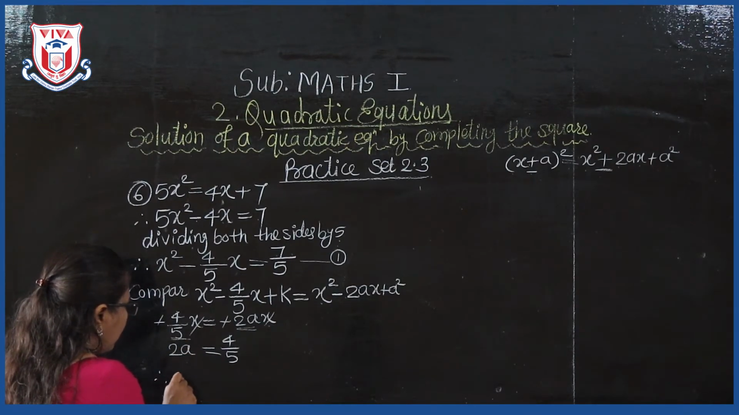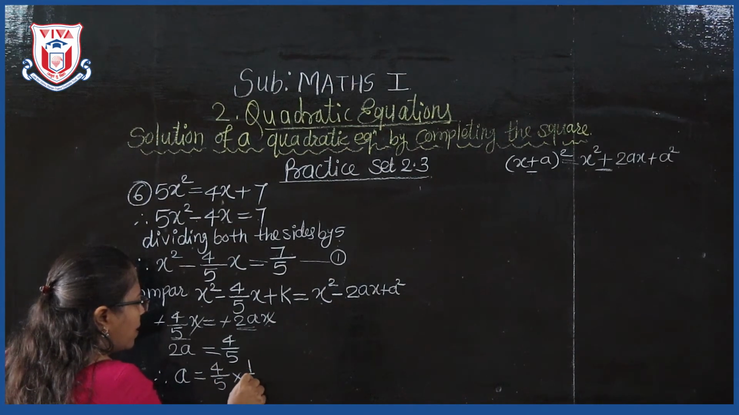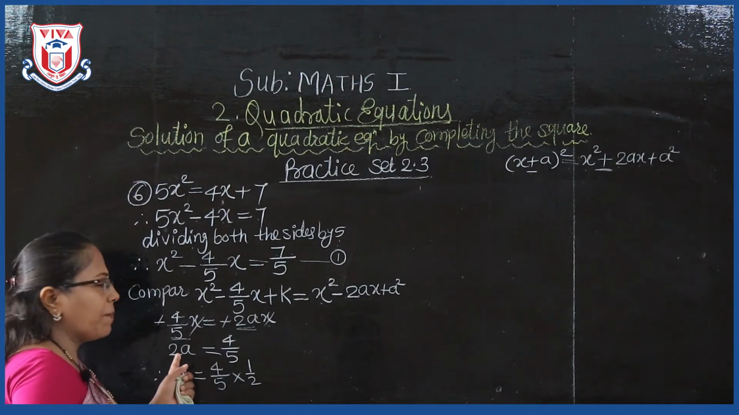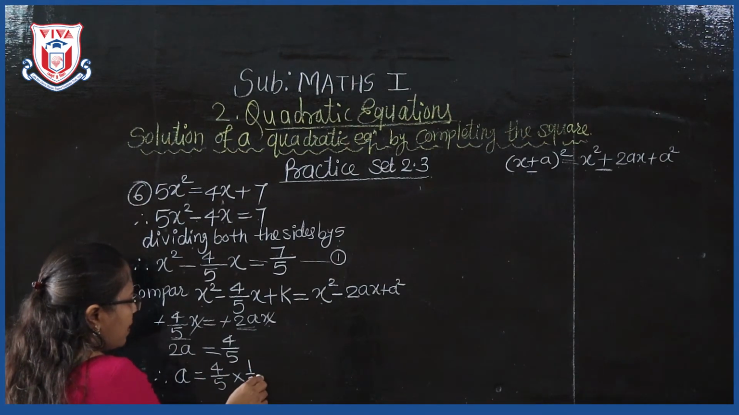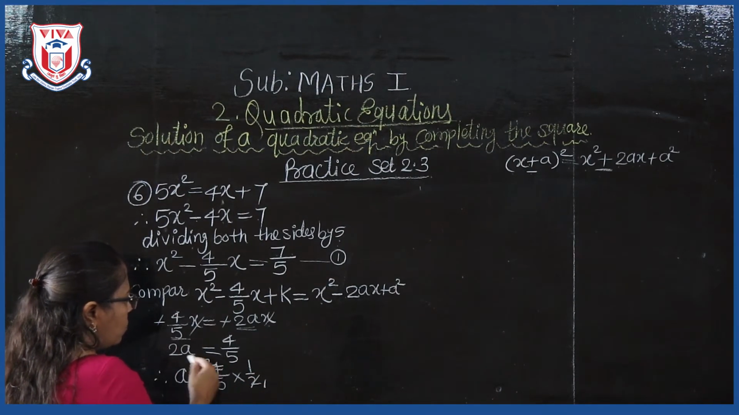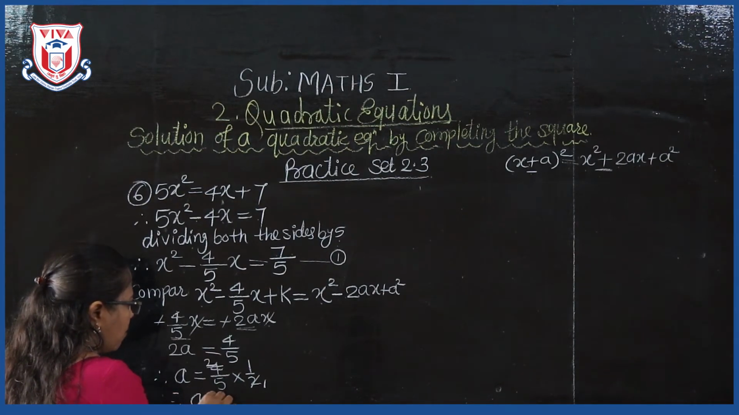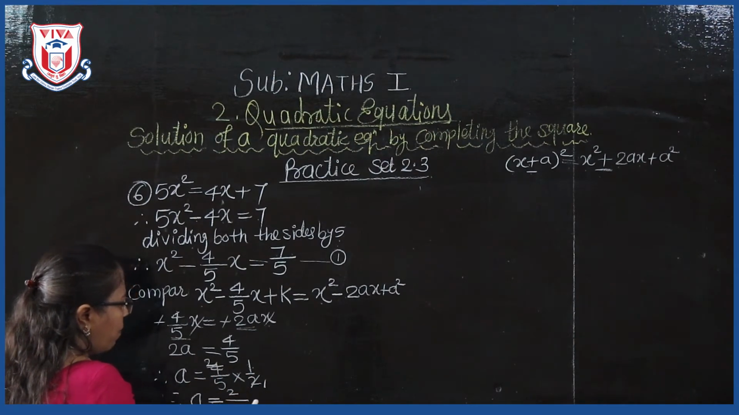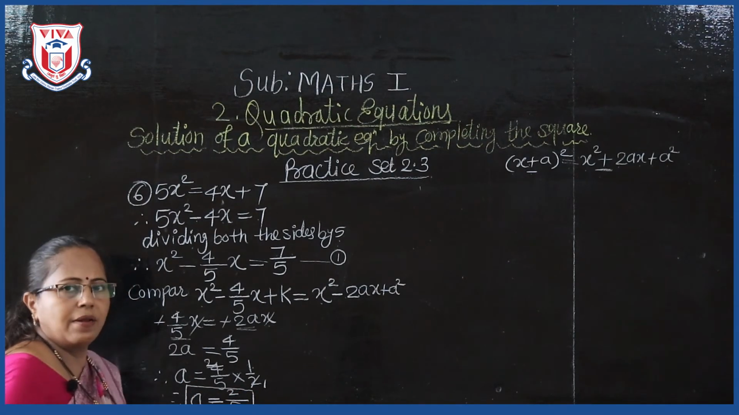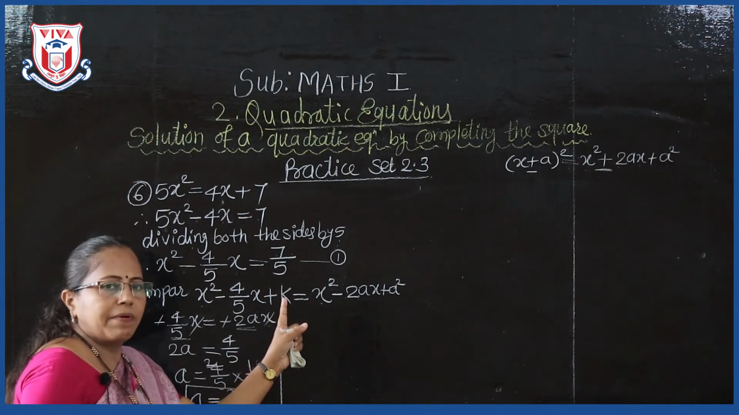Therefore, a is equal to 4 upon 5 multiplied by 1 upon 2. 2 is multiplied here. When you take it on the other side, it converts as 1 upon 2. Now simplify this. 2 1s are 2, 2 2s are 4. So therefore, we will get a is equal to 2 into 1, 2 1s are 2 upon 5. So the value of a we got is 2 upon 5. Up to this understood?